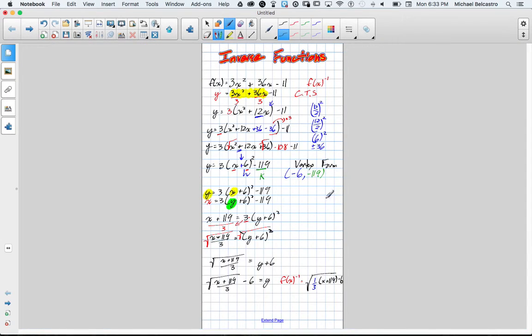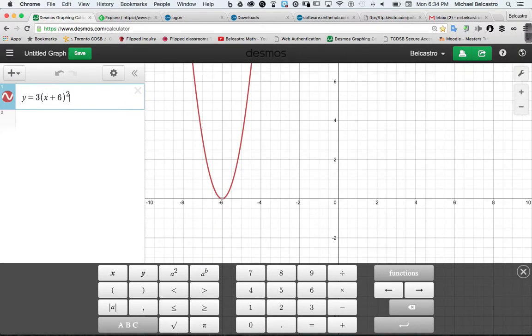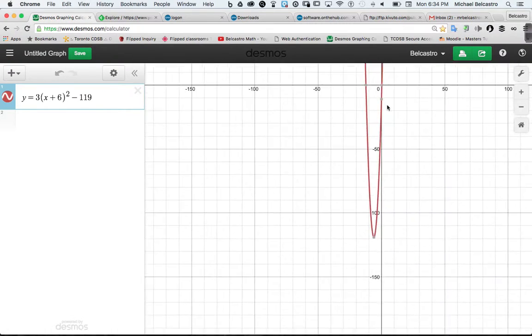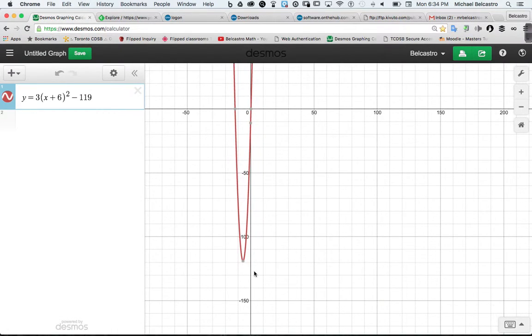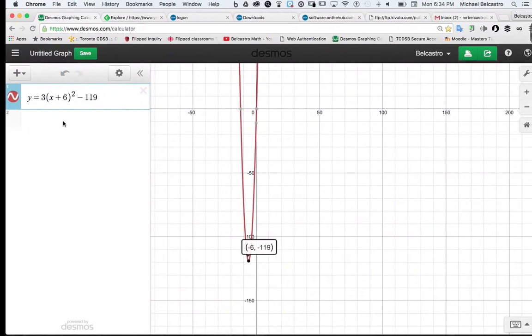So let's take a look. We've got our two functions here. Let's go about graphing them to see if they end up being inverses. They're going to be pretty far apart. So 3, positive 6, negative 119. So y equals 3, positive 6, negative 119. That's obviously going to be very far down. So here's our one function, and then we have negative 6, negative 119. And the other one, root a third.